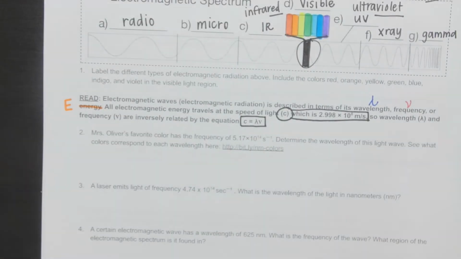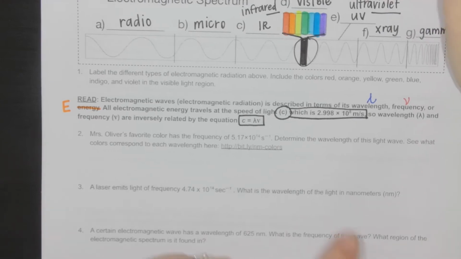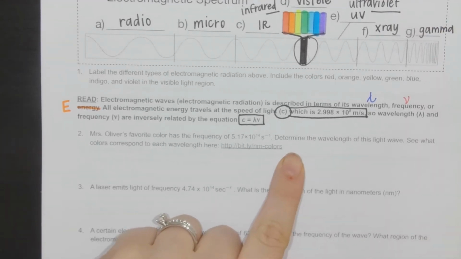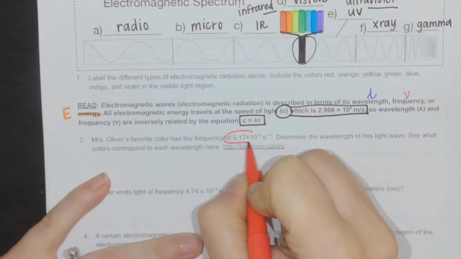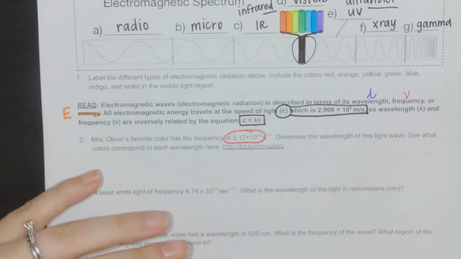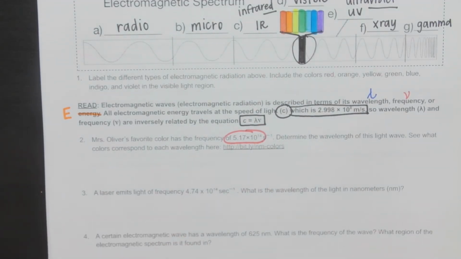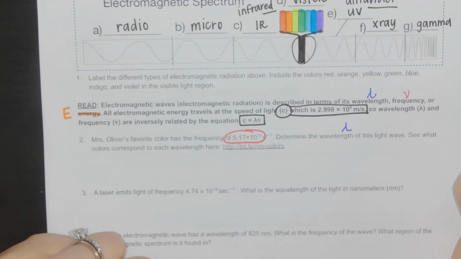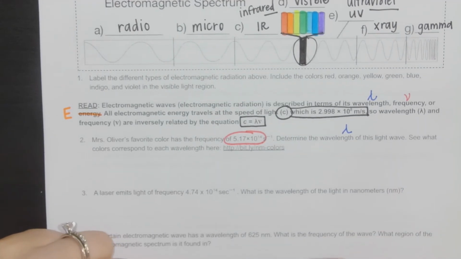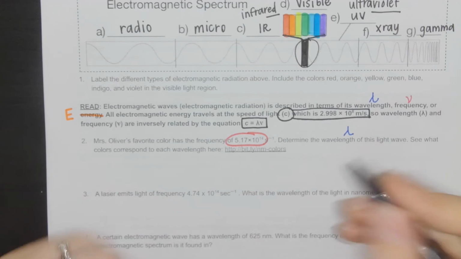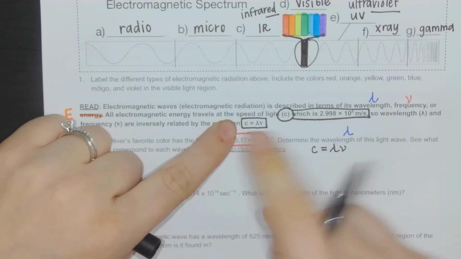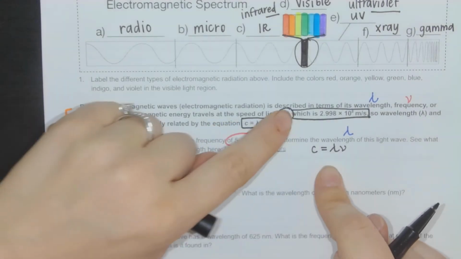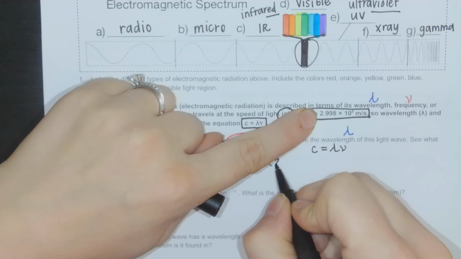Okay, so the problem says, Miss Oliver's favorite color, I wonder what it could be, has a frequency of 5.17 times 10 to the 14 inverse seconds. I need to determine the wavelength of this wave. My equation is going to be C equals this, copy paste. C is always 2.998.